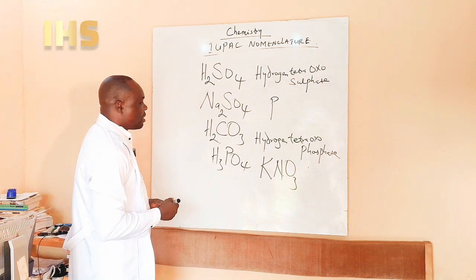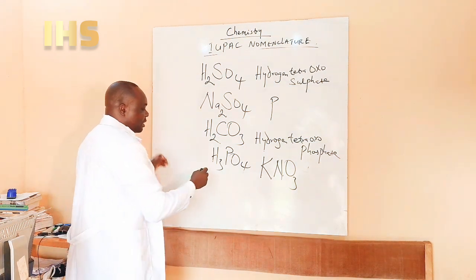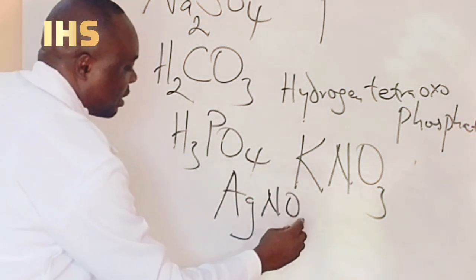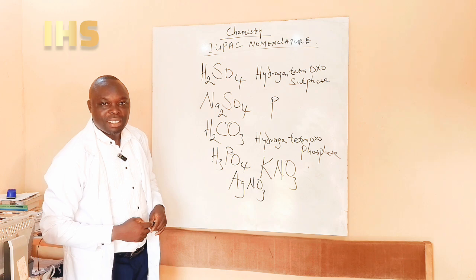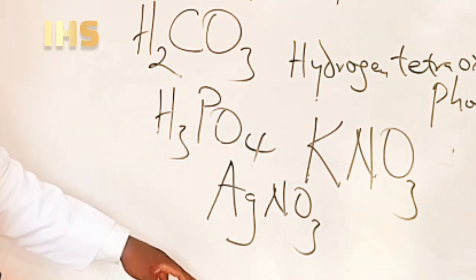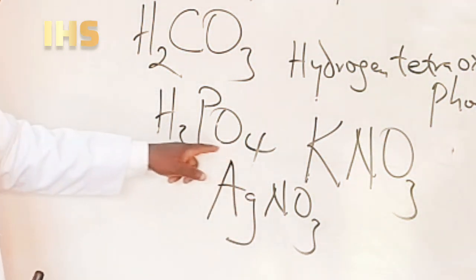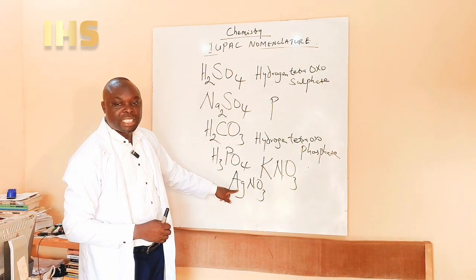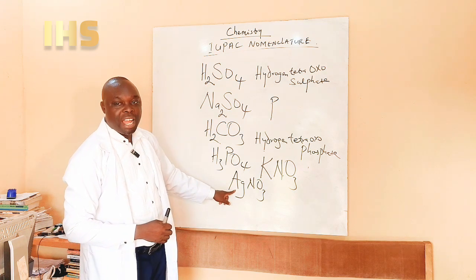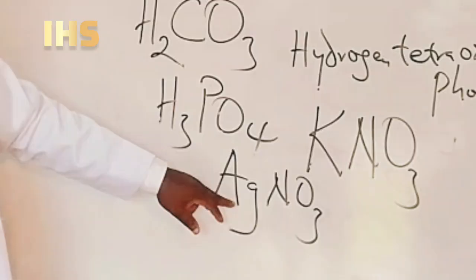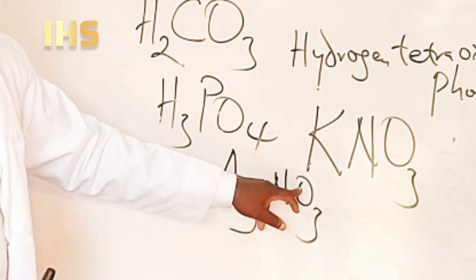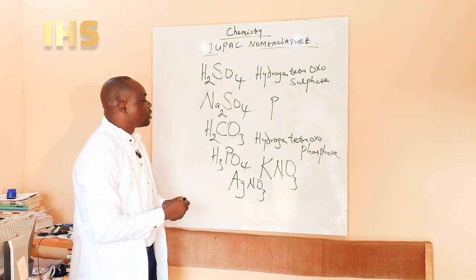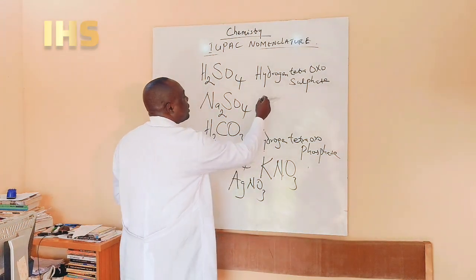Now I'm going to give you one to try. What is this thing? Okay, the answer is this. This Ag, I told you, is called argentum, and this argentum is coming from the Latin language, which represents silver. So this is called silver trioxonitrate. Silver trioxonitrate. I'll give you one to try for me now. What is this one?